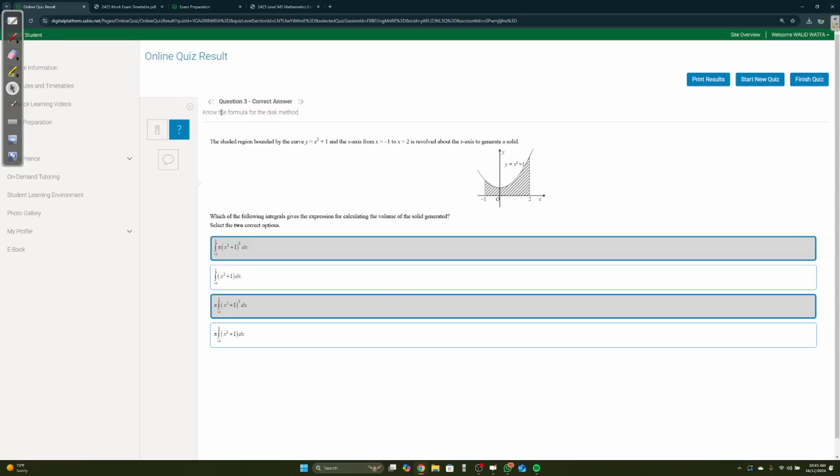Question 3. The shaded region bounded by the curve y equals x squared plus 1 from minus 1 to 2 is revolved about the x-axis to generate a solid. Which of the following integrals gives the expression for calculating the volume? Well, these are the same questions over and over again.